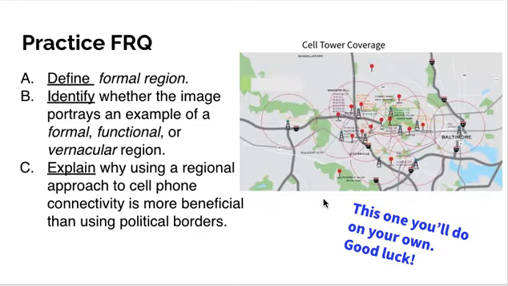okay? And then for C, you want to explain why using a regional approach to cell phone connectivity is more beneficial than using political borders. So for C, you would want to explain that, and you would want to have at least one substantive example to explain why that is true.